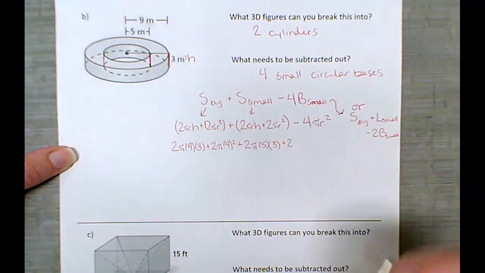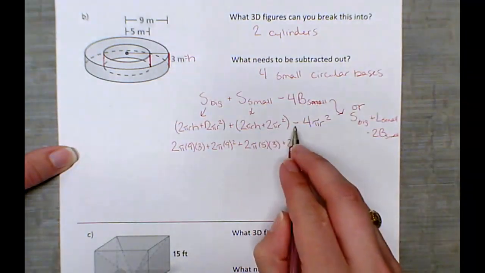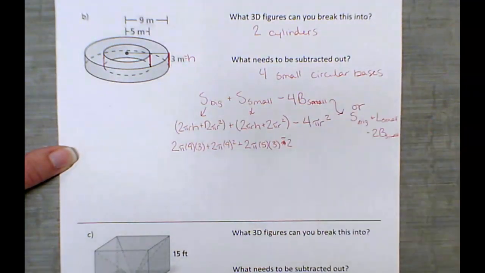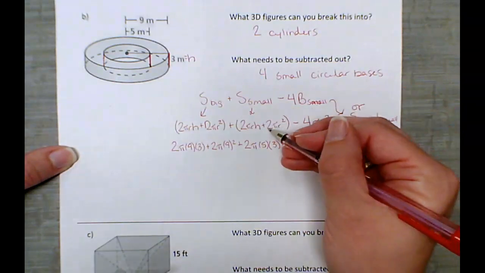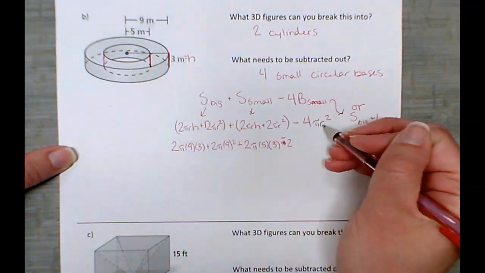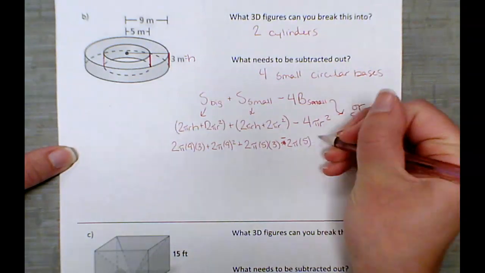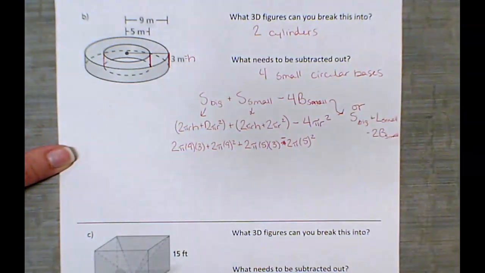plus, we could add 2 and then subtract 4 of these terms, or we could just net a minus 2 of them. So I'm going to do that because 2 pi r squared minus 4 pi r squared is minus 2 pi r squared. That's combining your like terms. So I'm going to do that.